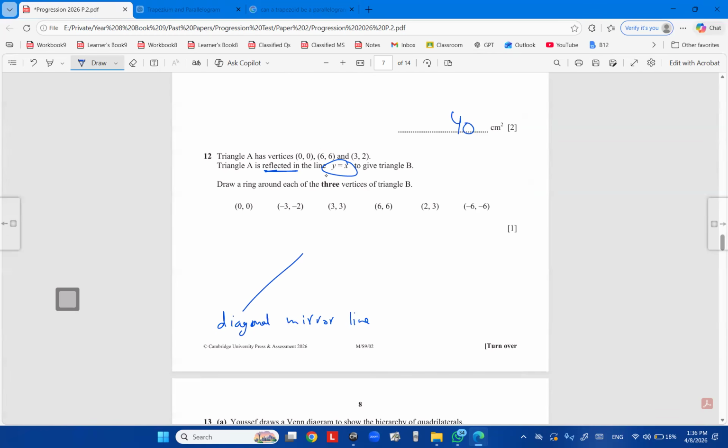So what happens here is that it switches the x with the y. If the point before reflection was 0, 0, I'm going to switch the x and the y, so it will remain 0, 0. Yes, so 0, 0 is one of them. 6, 6 after switching also stays 6, 6. 3, 2 after switching becomes 2, 3. This happens only in the reflection in the line y equals x: you switch the x coordinate with the y coordinate.